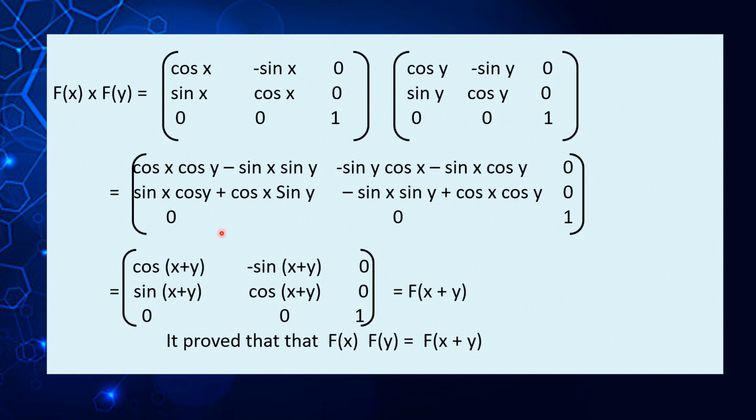And now the result of this would be [cos(x plus y), minus sin(x plus y), 0; sin(x plus y), cos(x plus y), 0; 0, 0, 1]. When we look closely, the value of x and y in the given would be substituted by x plus y, so we can write that f of x plus y. So it is proved that f of x into f of y would give us f of x plus y.